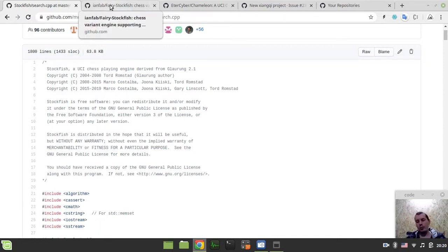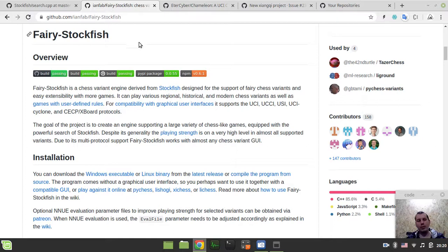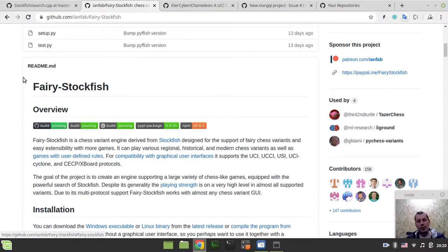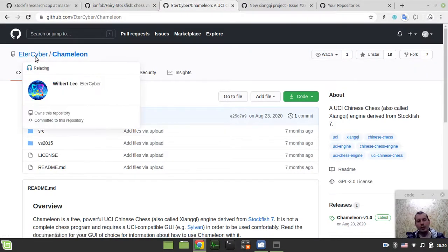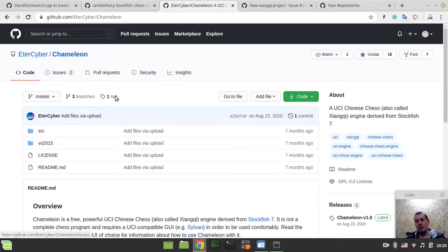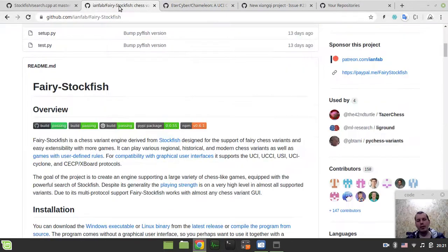So maybe there are more, but these 2 I'm familiar with, and I've been talking to the authors of both engines, and that was really exciting. The first one is Fairy Stockfish, written and maintained by Fabian Fichter. I'm not sure that I'm pronouncing his last name correctly. So Fabian, if you're watching this, and if I pronounced your last name the wrong way, I'm sorry for that. And another author is Wilbert Lee, and his Chinese name is Hao Li, if Google Translate didn't fool me.